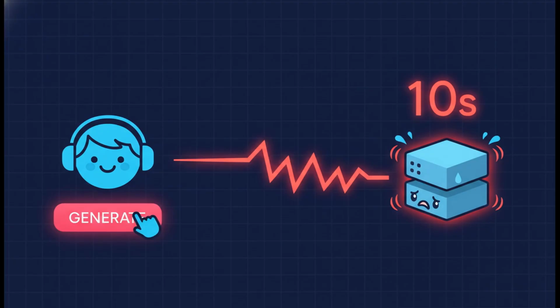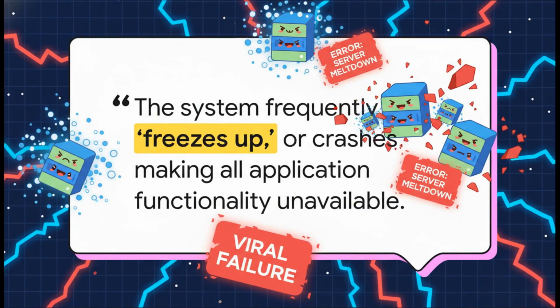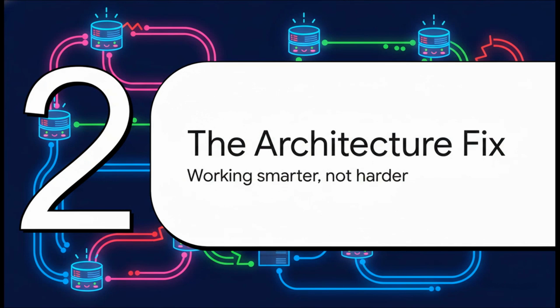Think of it like a rigid, red-hot line connecting them directly to one of your servers, which is now sweating, totally tied up for 10 long seconds, and completely unable to help anyone else. So what happens when thousands of people hit generate at the same time? Well, your servers don't just slow down, they completely melt, and every single new user is greeted with that dreaded error, 504 gateway timeout. Your viral launch has just turned into a viral failure.